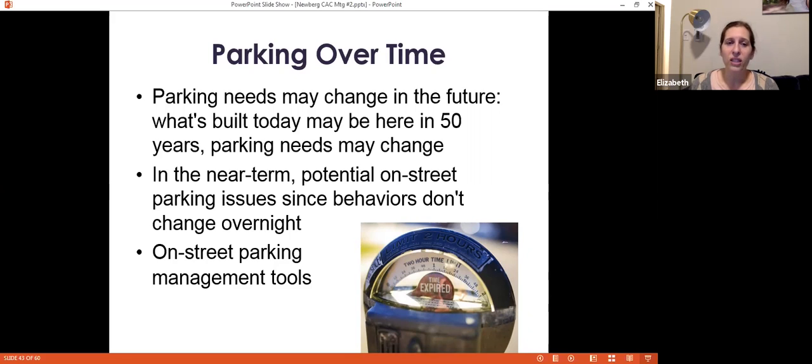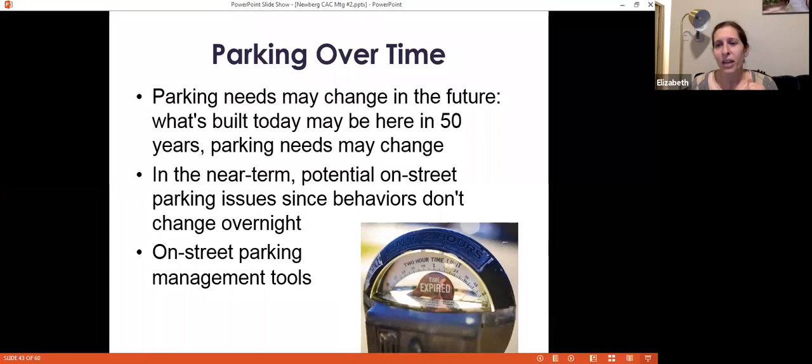And the state also has some tools, and some other communities have experimented with on-street parking management tools, which I'm now looking at on this slide. I do not mean to imply that parking meters are the answer. I was just trying to make a joke about time changing here. So there are other on-street parking management tools, like parking districts and other tools that are more appropriate for residential neighborhoods. If there are particular pockets where on-street parking gets tight, there are ways to manage that. Okay, next.